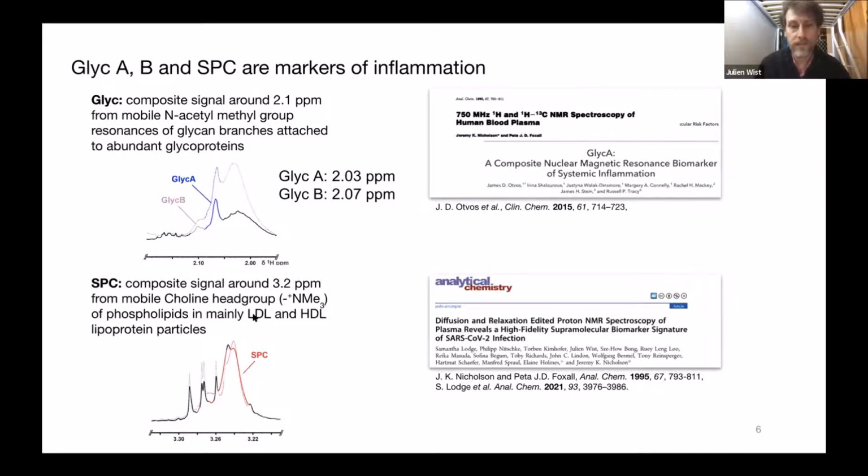mainly from the LDL and HDL lipoprotein particles. So this is just to introduce, because I will mainly refer to GlycA, GlycB, and SPC further, and I'm not sure that it's clear to everybody what those markers are. So Bell showed, or made the first link between those signals and inflammation, and we are trying to, as I will show, make the links for SPC and try to understand how SPC differs from GlycA and GlycB.